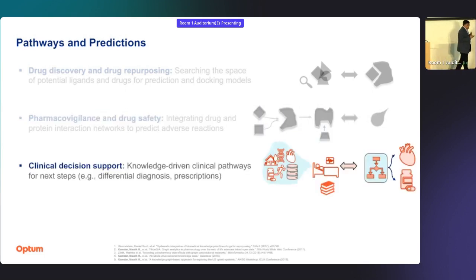Clinical decision support, like knowledge-driven clinical pathways, can help provide recommendations for a particular patient, taking into account all the patient history as well as the knowledge that is available in clinical guidelines and medical textbooks. So this can be useful for differential diagnosis and recommendation of medications and things.